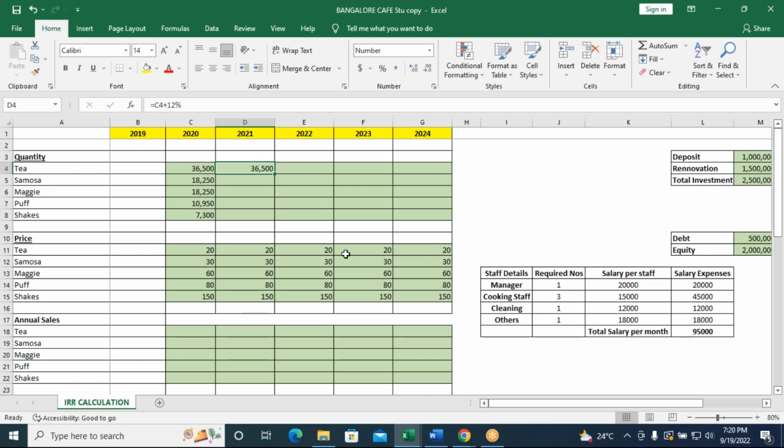Ma'am, the value, I said, 36,500 of 12% will be 4,380, plus 36,500. So that will be 40, what? Yes, ma'am. You are telling that, okay, now what should I do? 12% plus again this 36,500. No, ma'am, 36,500 into 12% plus 36,500 again. Yes, ma'am. Like this. Right? Yes, ma'am.